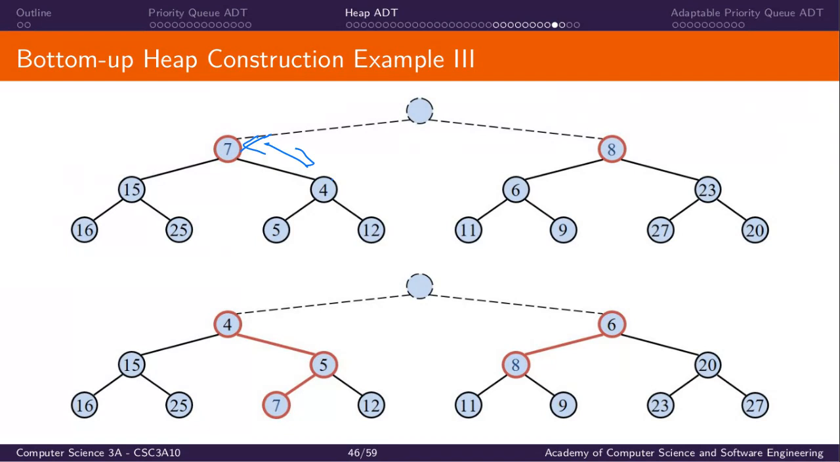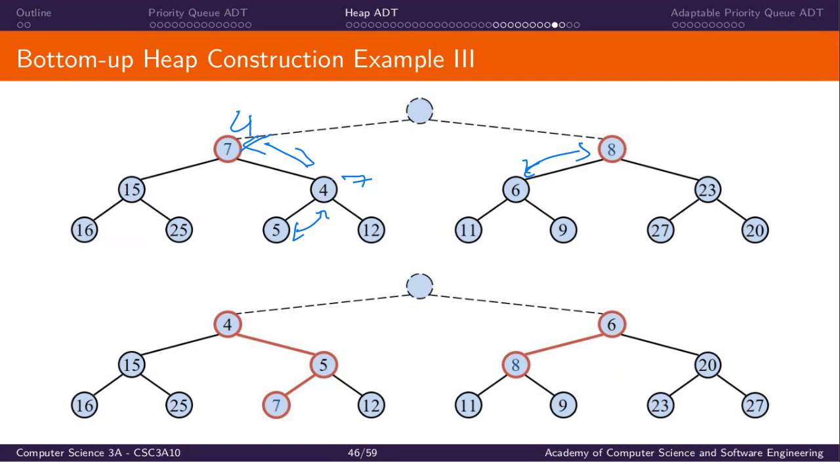We swap 7 and 4. Then we have 4 there, 7 there. We then again have to swap 7 and 5. A similar thing happens here, except we only need a single swap. 8 is larger than 6, so we swap those two. We then end up with 2 valid heaps. Heap order property is preserved, and we have that they are complete binary trees.